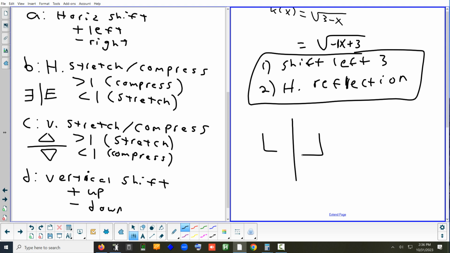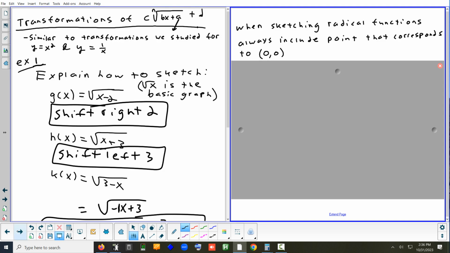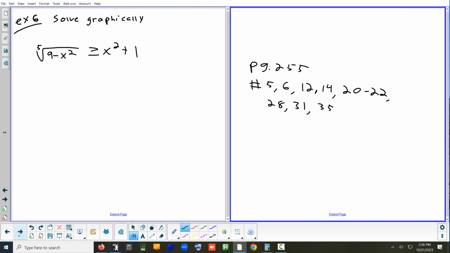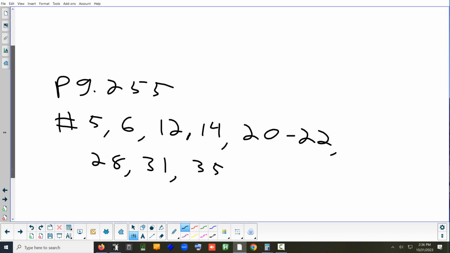All right, so we can try another one of those tomorrow if we want, and then we'll get into some sketching and solving equations. So we only have like 4 slides left, so plenty of time to finish.